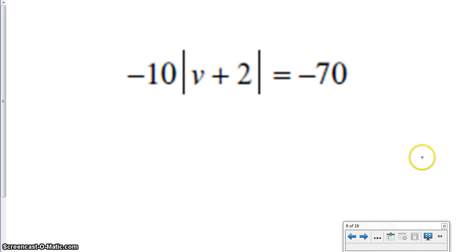Okay, what about this one? Go ahead and write it down and see if you can do the work. Be prepared for class tomorrow.